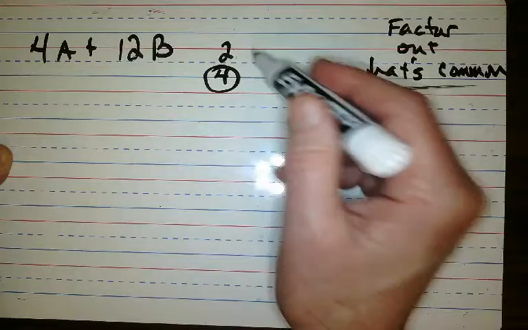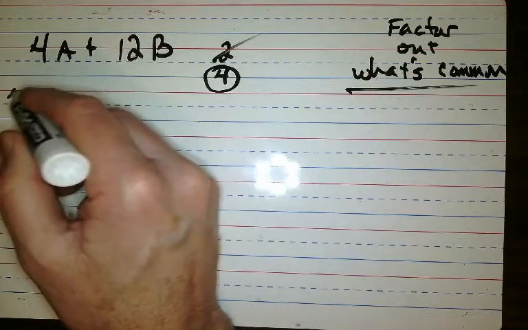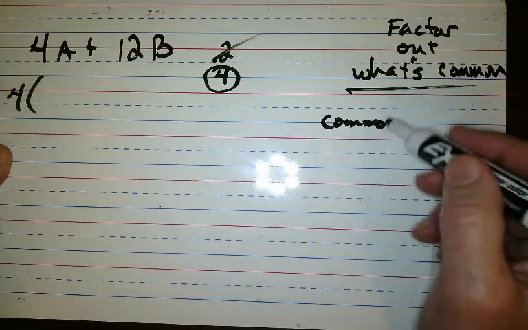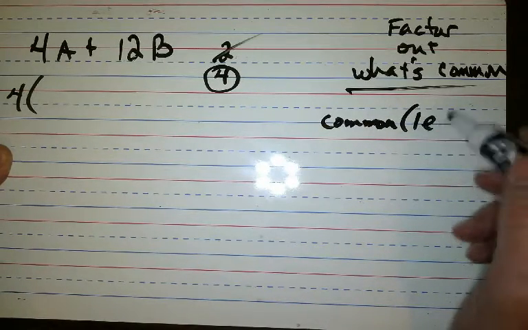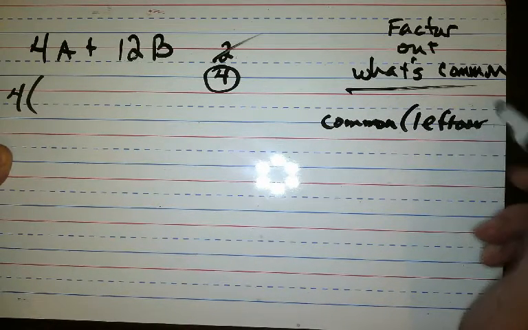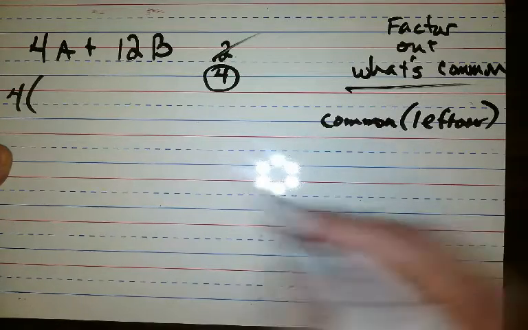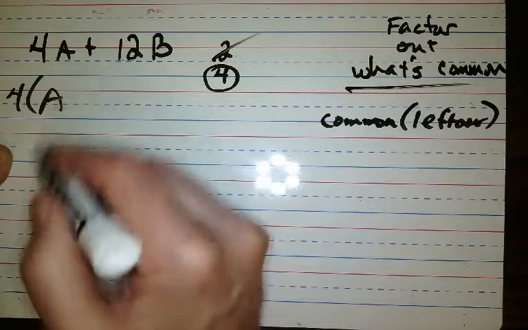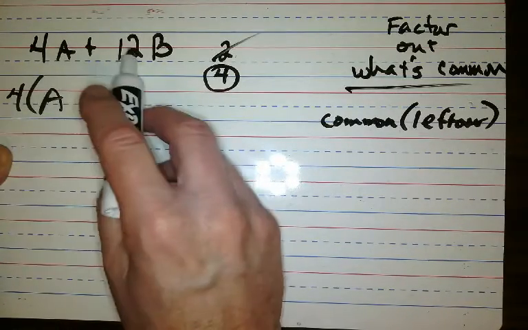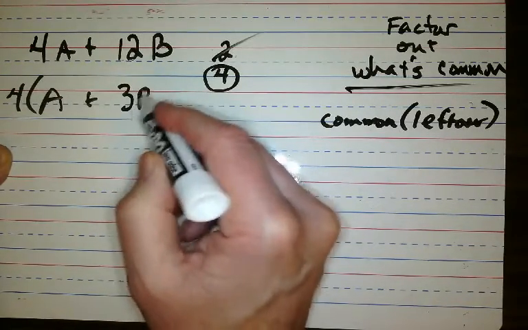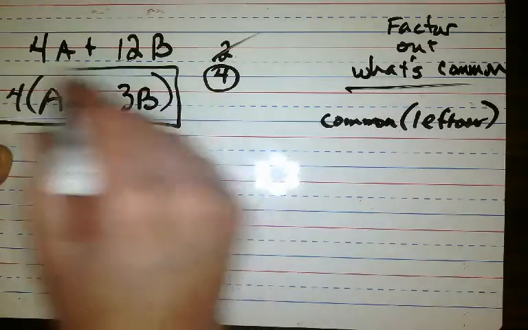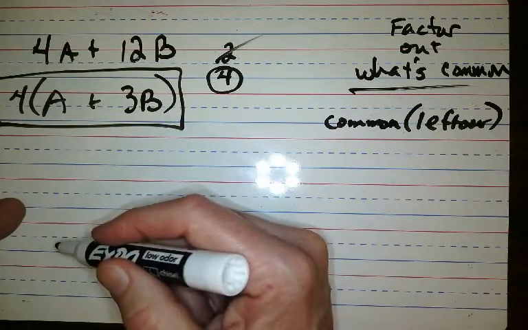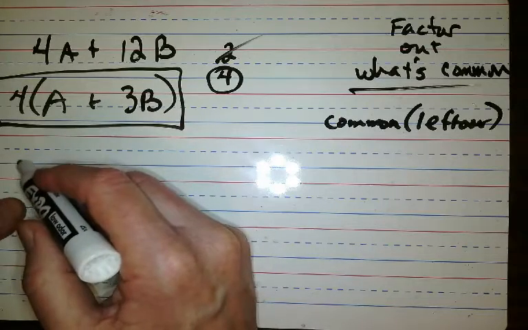So we always want the biggest one, right? So I'm going to write down what's common on the outside. So the common piece goes on the outside, and then what's left over has to go inside the parentheses. So if I divide by 4, 4a divided by 4, that would just leave me a. What if I divide 12 by 4? Well, that just leaves me 3b. And this is the answer. When you take out what's common, that's all you're doing. You say, what? And I say, yeah, that's it.